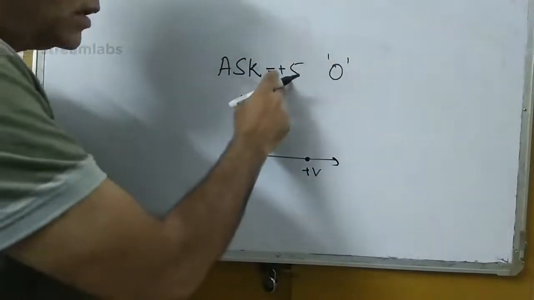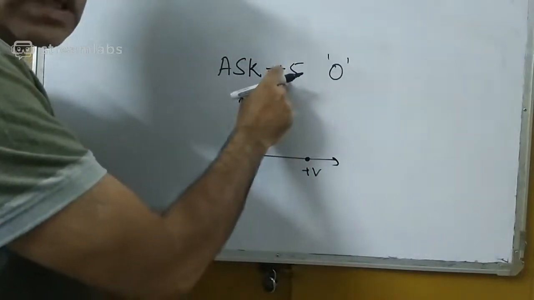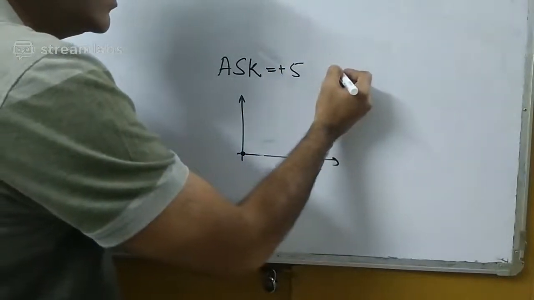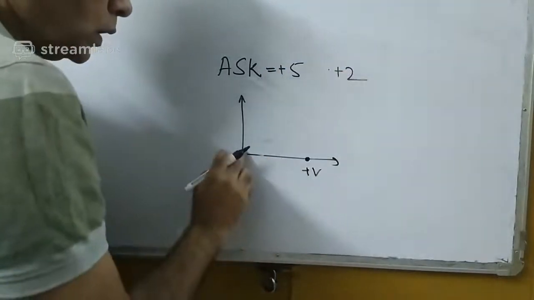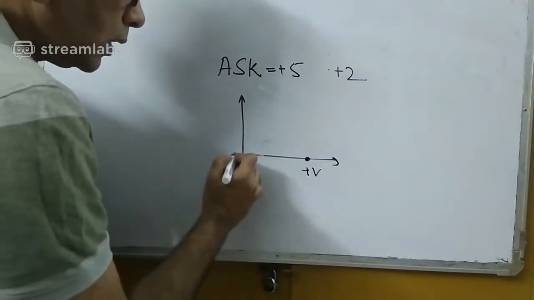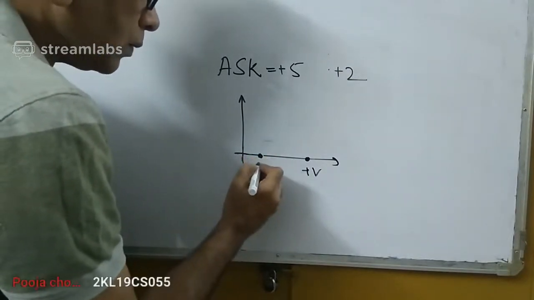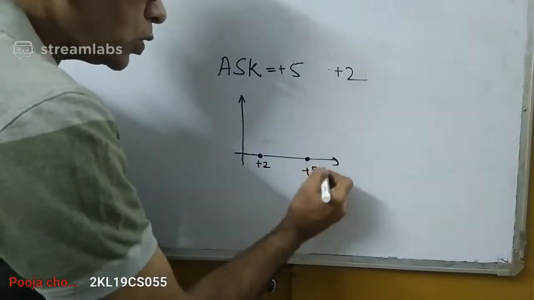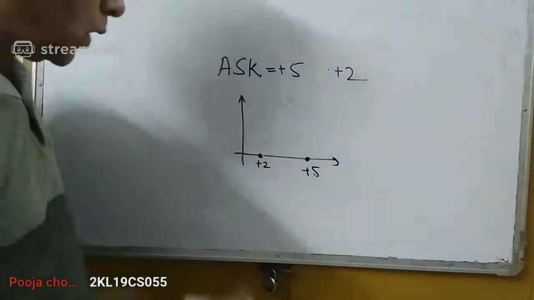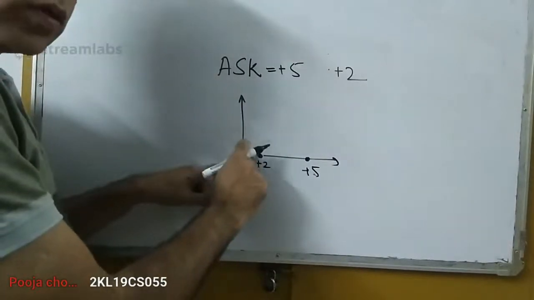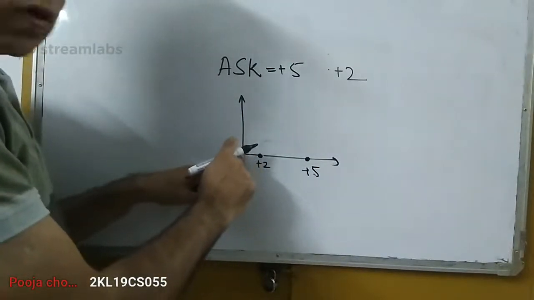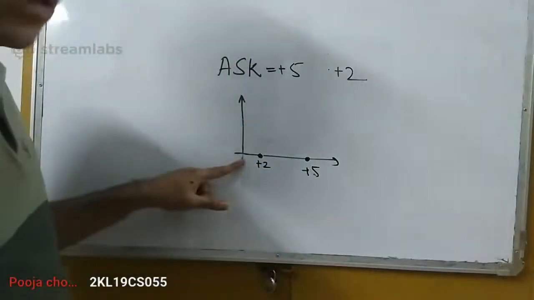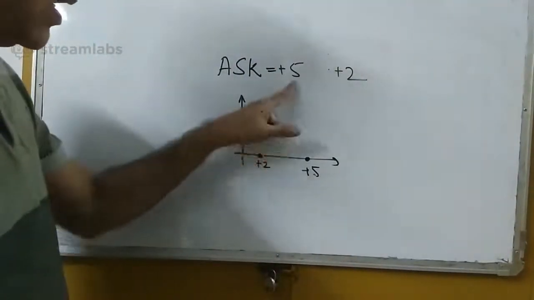In case I use something other than this, say plus 5 volts and plus 2 volts, then your ASK will be somewhere over here. This one is representing plus 2 volts, whereas this is representing 5 volts. This is the magnitude from the reference, which is indicating 2, representing one ASK amplitude, and the other is 5.